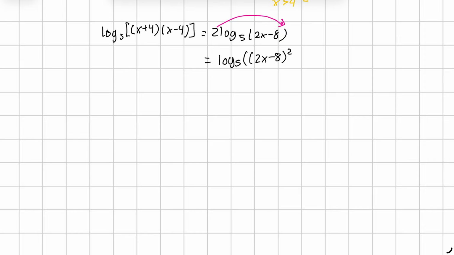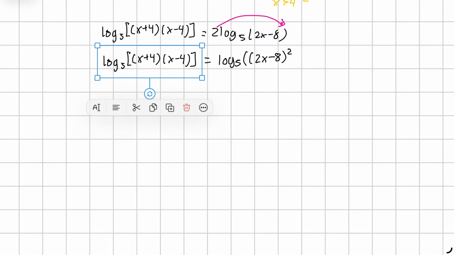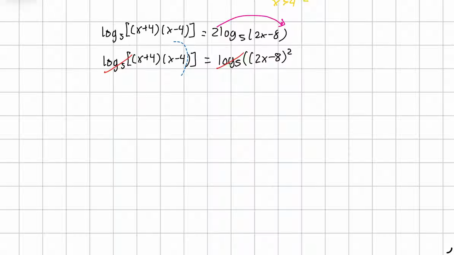So we have this equality. We can set the insides equal to each other. Since we have the log of the same thing on both sides, the insides have to be equal to each other.